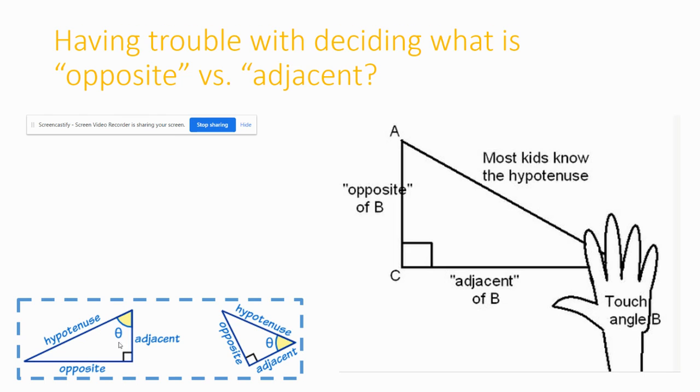I already know that this has to be the hypotenuse because it's across from the right angle. And over here, if you touch the angle, you're touching the adjacent side length. So that's one trick that you can use to figure out adjacent versus opposite. Adjacent means next to, so it's the side length that's next to that angle.